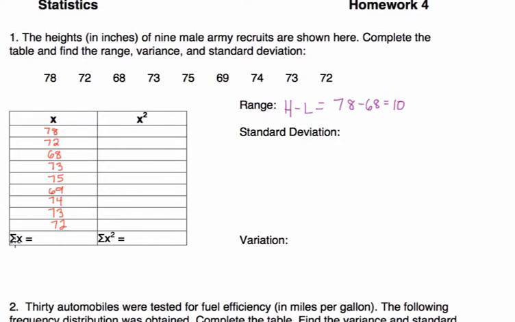and then the sum of the x's, the sum of your data values. You add them up. 654. Then you square each of these values and sum them. Once you have the sum of your data values, sum of x, and the sum of your data values squared, sum of x squared, you're ready to start work with the standard deviation.